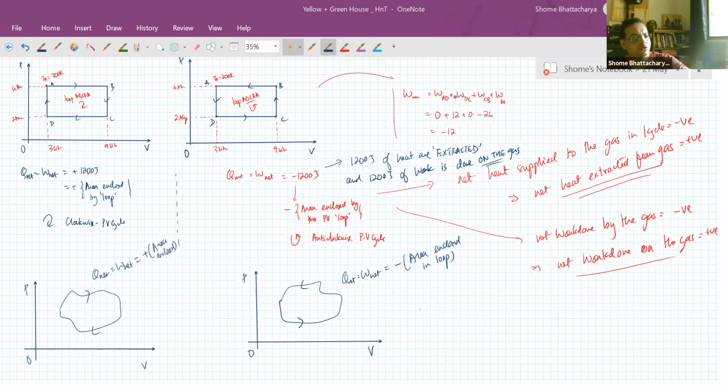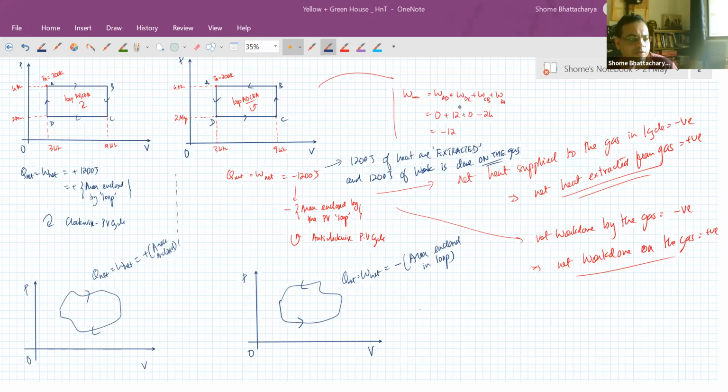Okay, so I think let's go ahead and discuss some of the questions from HC Verma that you have doubts in. Sir? Yes. Excuse me, sir. Sir, in the second case, I mean in the anti-clockwise PV cycle, since the Q net is negative, it should be heat supplied, right? Heat supplied to the gas is negative. Therefore, heat is extracted from the gas. You understanding?